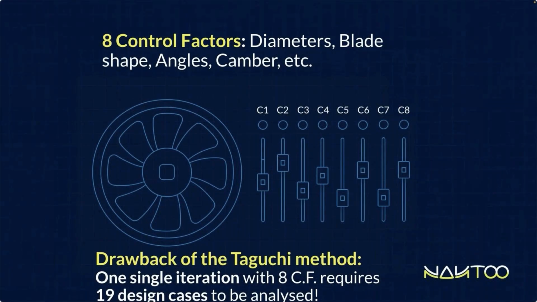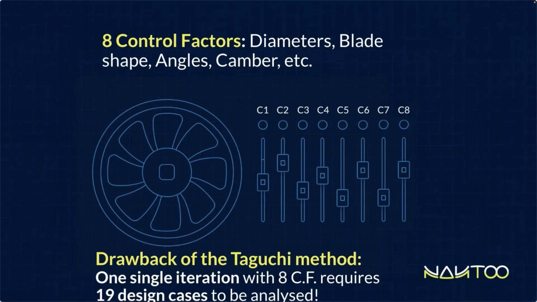Basically, you can define a certain number of control factors for your system. In our case, it's just the impeller. So it's a relatively simple system, which has, for example, as control factors, the internal diameter of the impeller, the outer diameter of the impeller, the shape of the blades, so the sections, the angles, the twist of the blades, the camber of the blades, and so on.